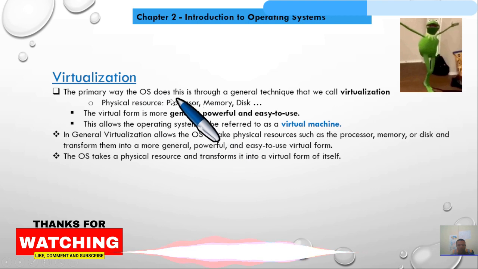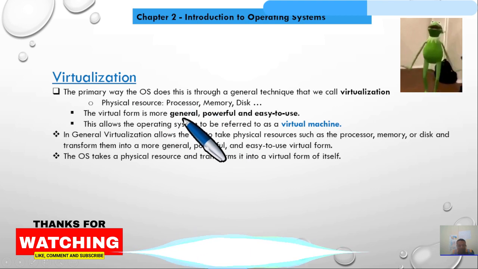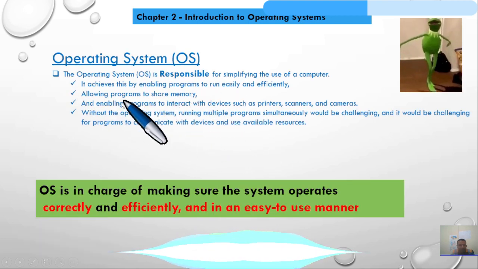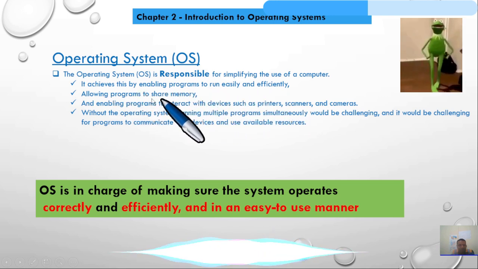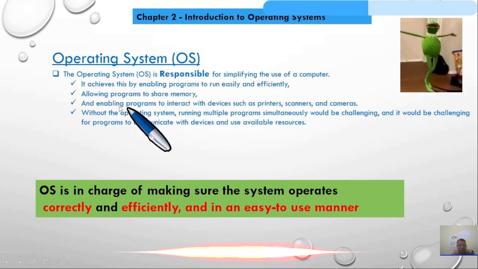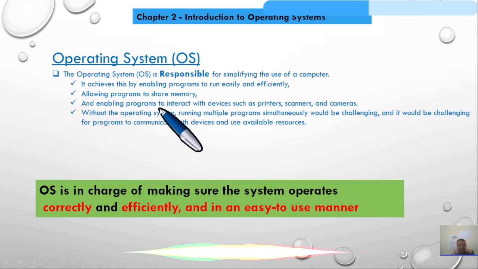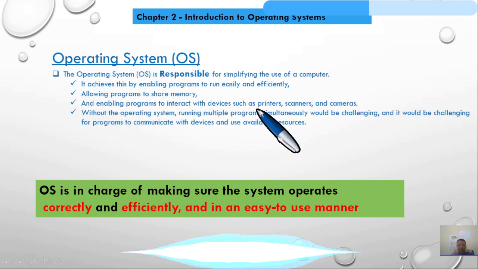So how is the operating system performing all these tasks, which enable programs to run easily and efficiently, allow programs to share memory, and enable programs to interact with devices such as printers, scanners, and cameras? Without the operating system, running multiple programs would be challenging. So how does the operating system do this?